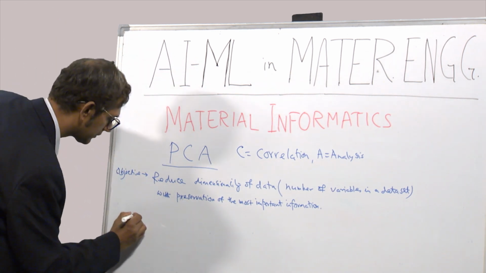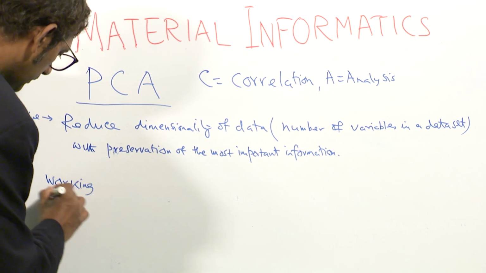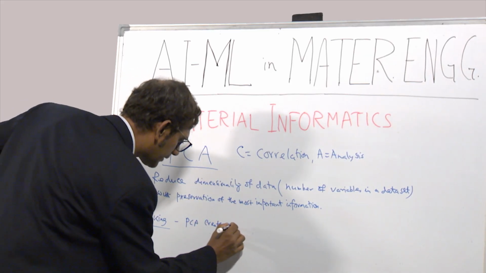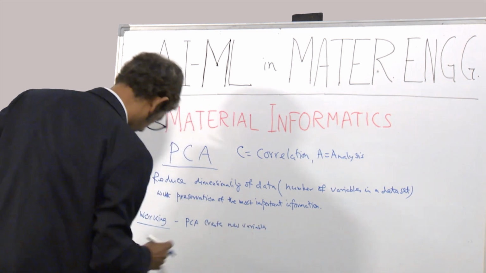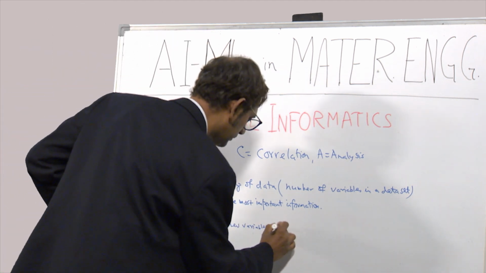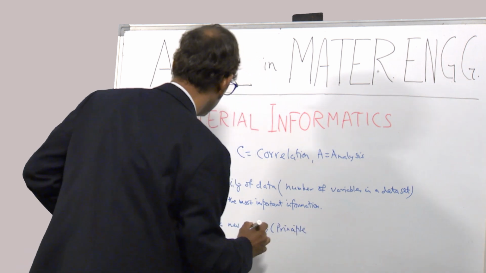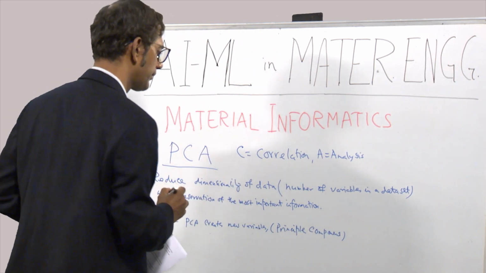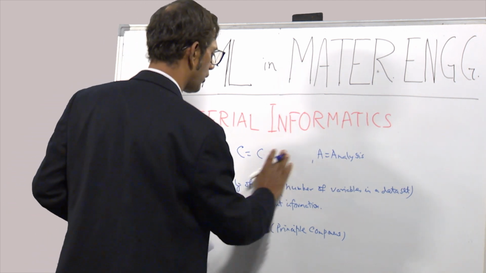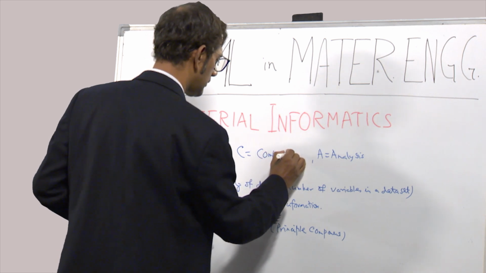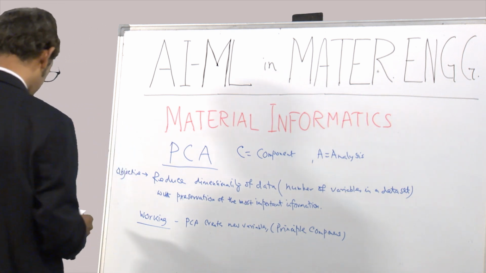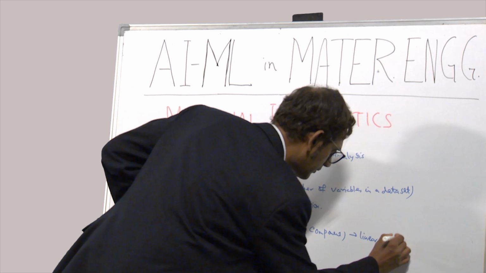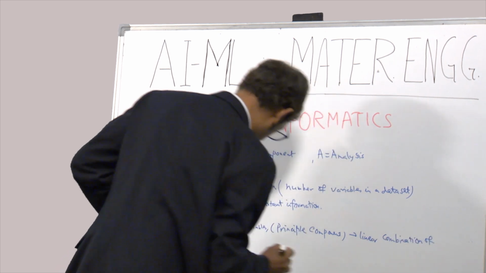So, how does it work? It works in a very simple way. PCA creates new variables, which are called principal components. Okay. So this is not correlation, this is component, okay. These variables can be linear combinations of the original variables.